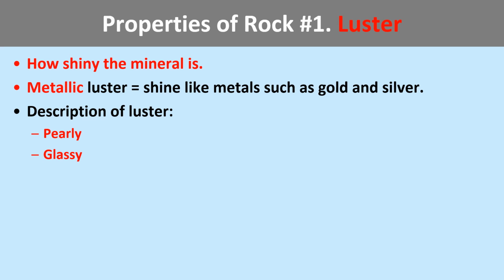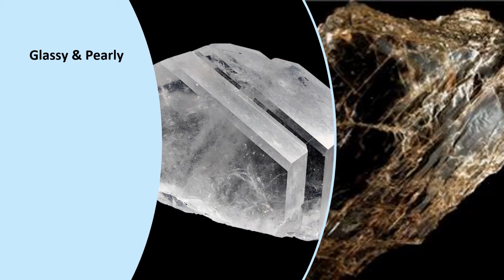There's glassy type, there's a waxy type. Waxy type you can find in jade, so green jade, green and white jade. Silky type, greasy type, and brilliant type. So these are examples of glassy and pearly.